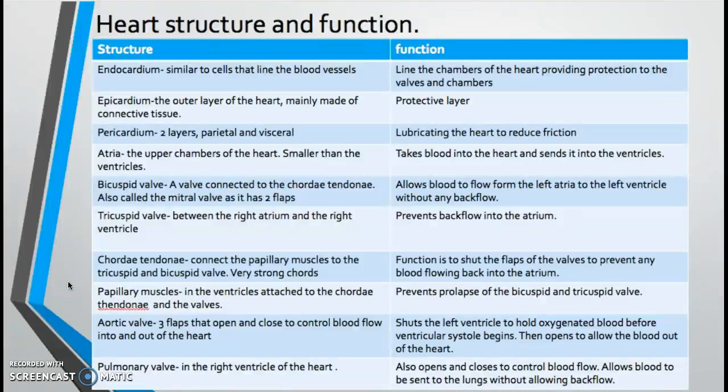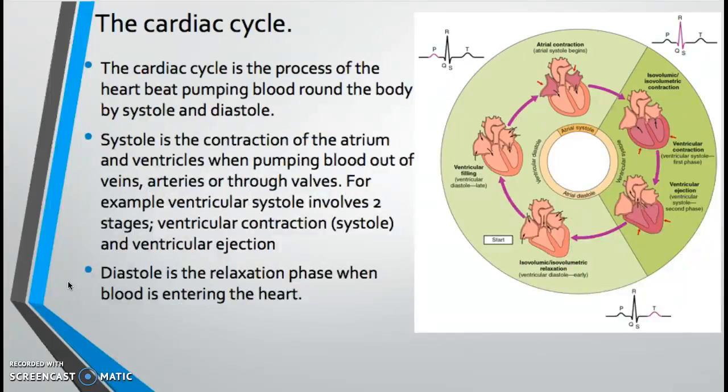So the cardiac cycle, and this is very important, is just the order in which the blood enters and leaves the heart. The systole is the contraction of the atrium and ventricles when pumping out of veins, arteries, or through valves. For example, ventricular systole involves two stages: ventricular contraction, which is just systole, and ventricular ejection. Diastole is the relaxation phase when blood is entering the heart.